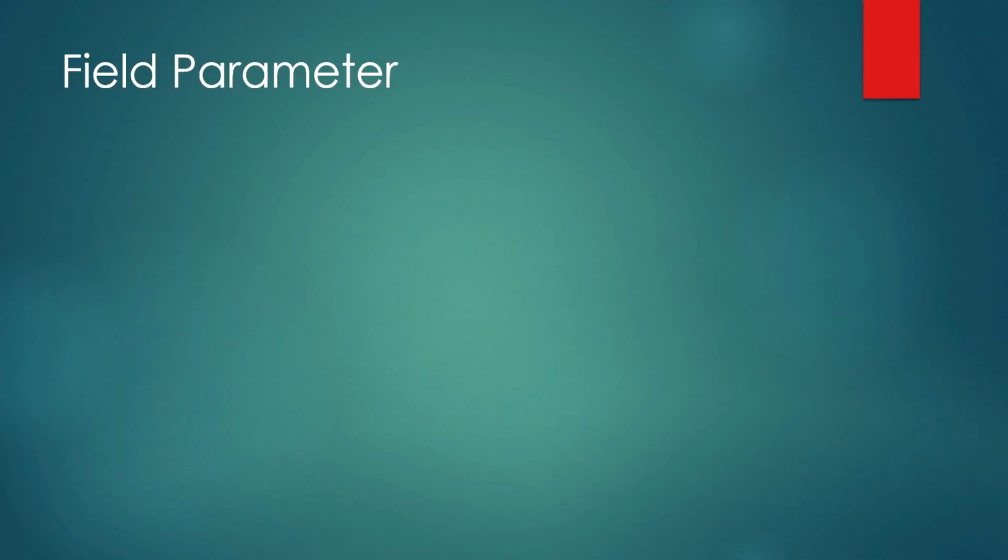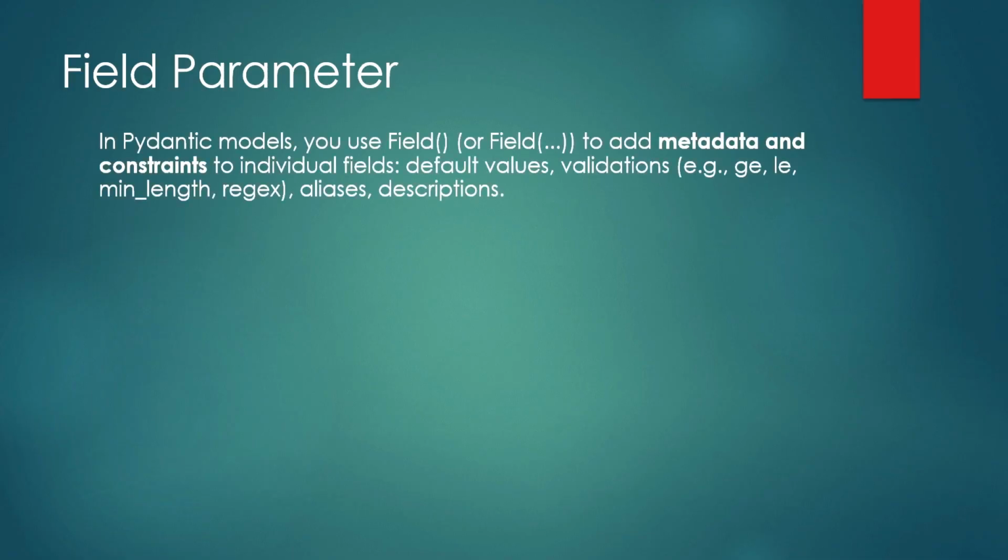Next is the Field parameter. In Pydantic models, use Field to add metadata and constraints to individual fields. You have to mention the Field parameter in every individual field. Default values, validation, that is greater than, less than, minimum, maximum. This type of validation you can perform using the Field parameter. And you can also mention alias, description, everything.